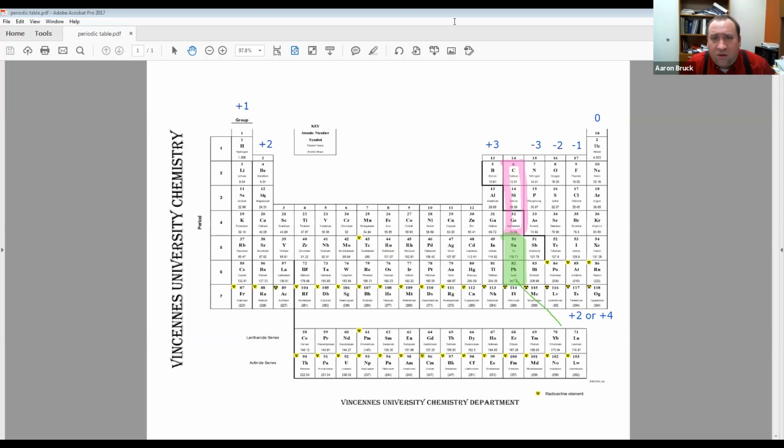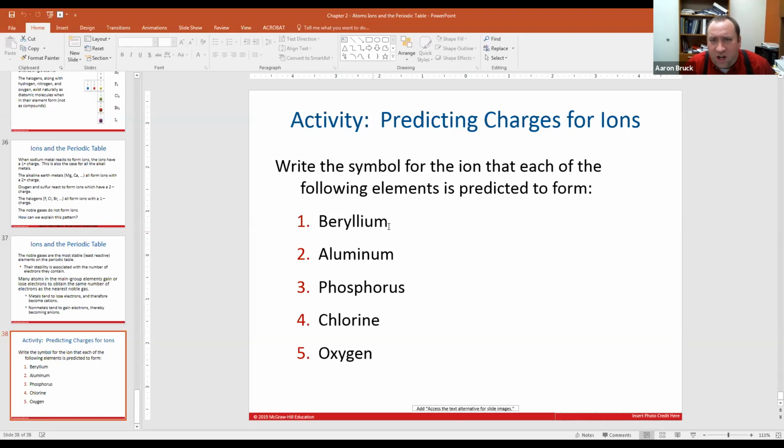But to that end, if we go back to what we were looking at before, if I want to share beryllium here, I can look at that periodic table and see, okay, beryllium is an alkaline earth metal. It's going to have a positive 2 charge. So the symbol for beryllium would be Be with a positive 2 charge.